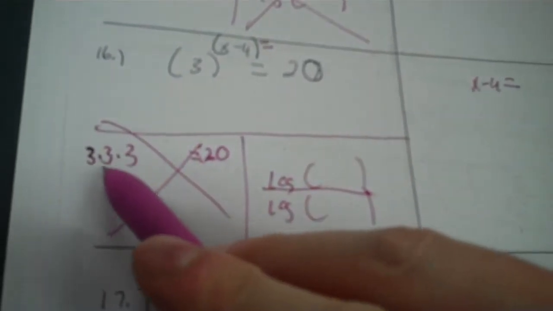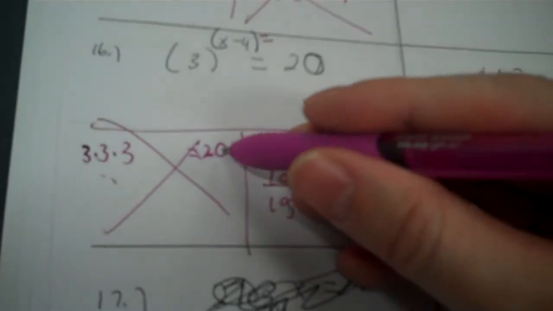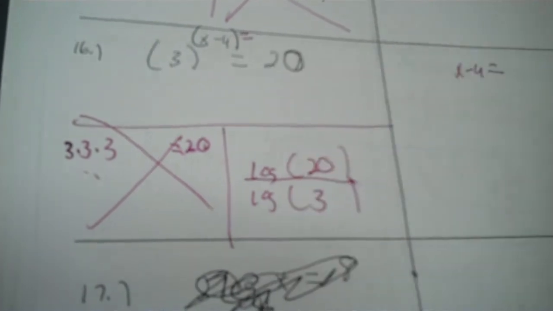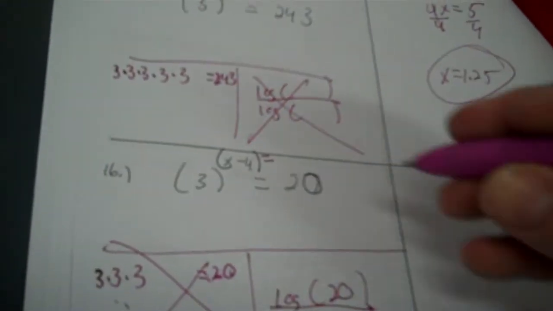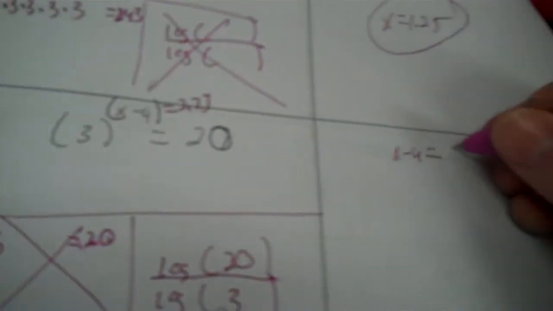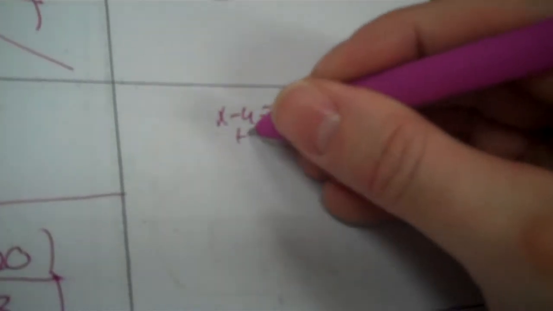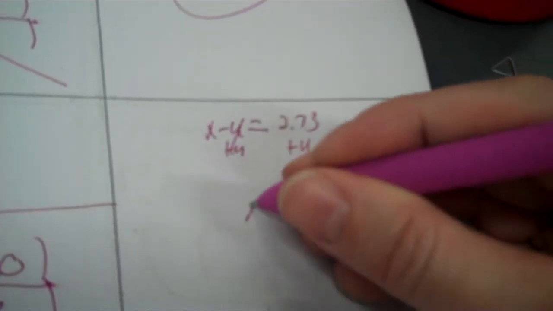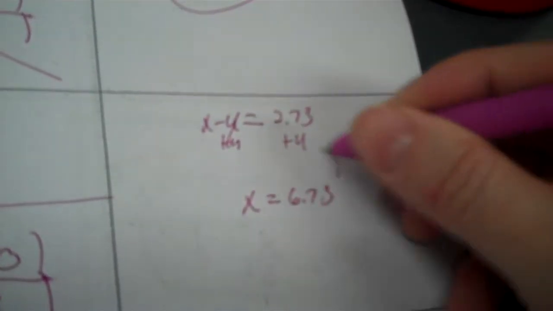So we put the number I'm multiplying by on bottom, and then the product I'm trying to get to on top. So log 20 divided by log 3. 2.73. So that's what x minus 4 is equal to. Then to find the actual x, you just need to plus 4. That's 6.73.